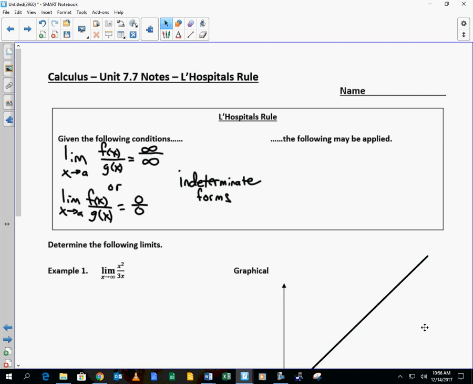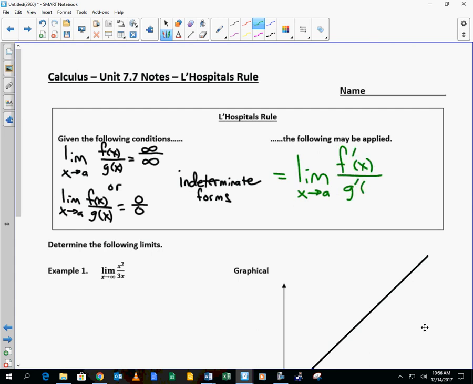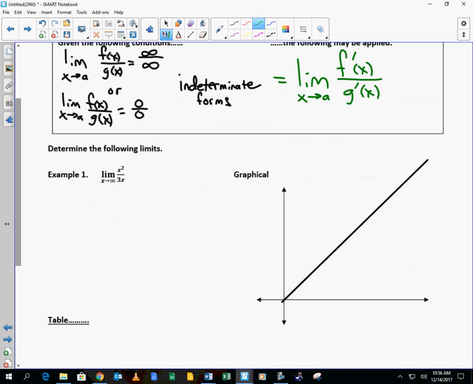Once you start with that, here's how you can evaluate it. Take the derivative of the top, divided by the derivative of the bottom. And that's a mistake that sometimes people make. They're like, okay, so I need to use the quotient rule. No, you just focus on the top, take the derivative, focus on the bottom, take the derivative.